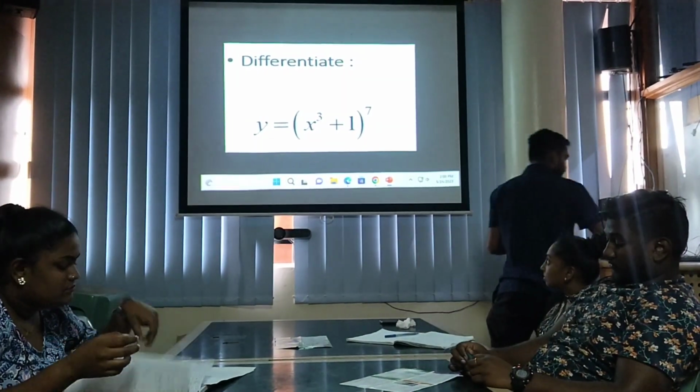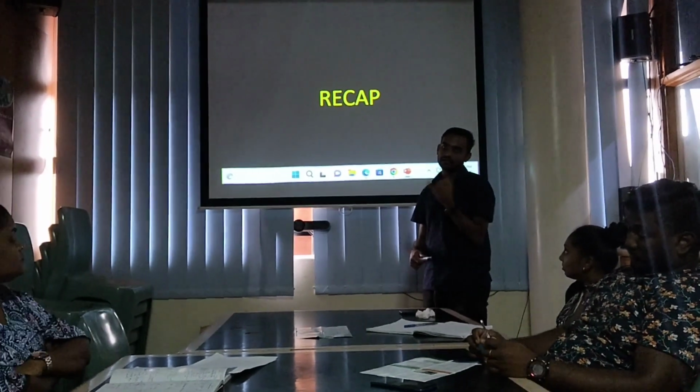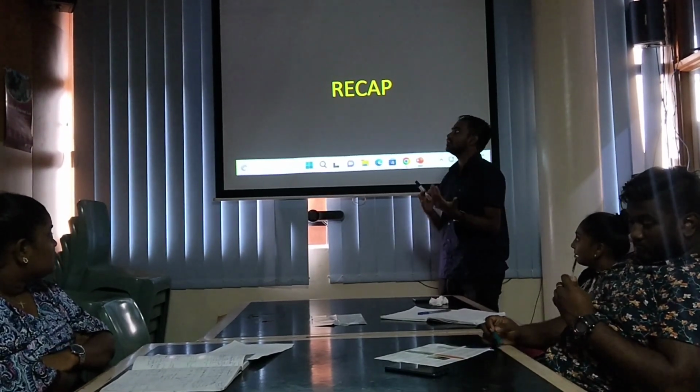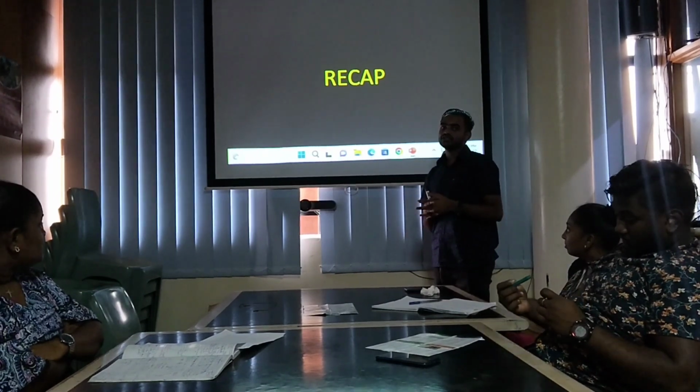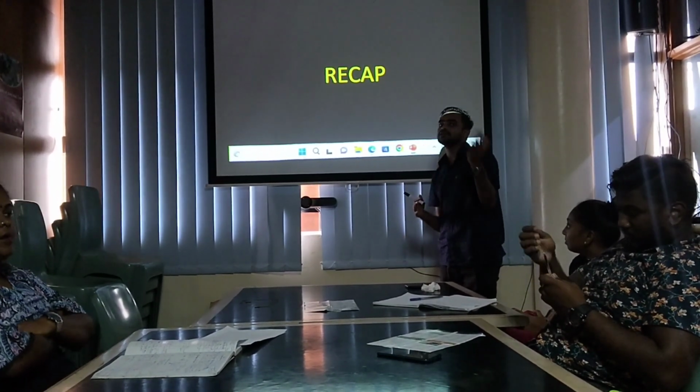So let's recap. We discussed the constant rule first. For a constant, for example 1, it becomes 0 in differentiation. Then we discussed the product rule. For each rule there is an equation you have to know, same for the quotient rule and the chain rule.